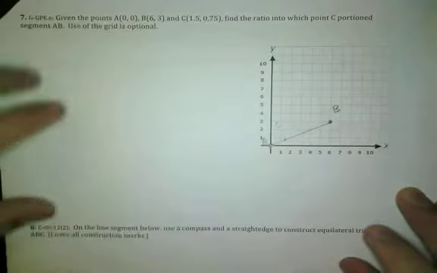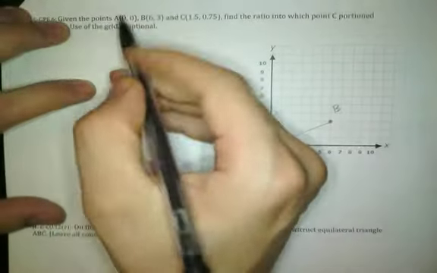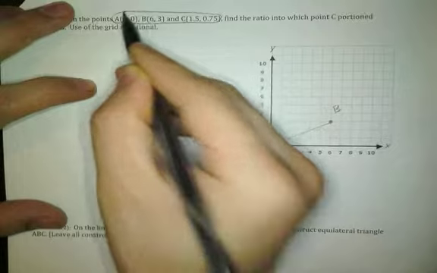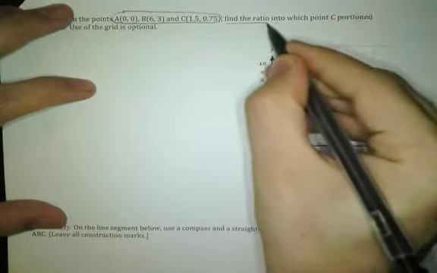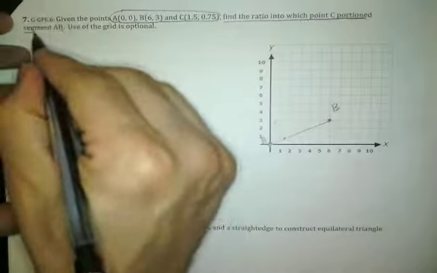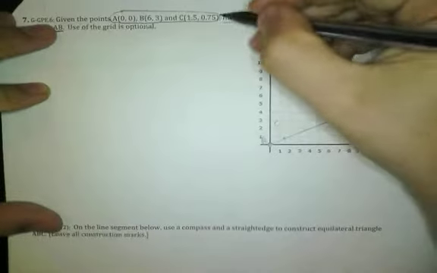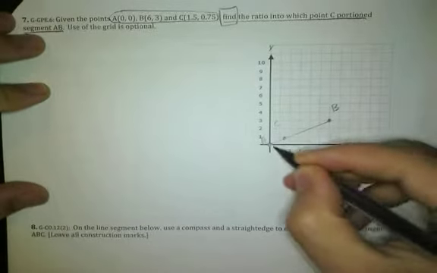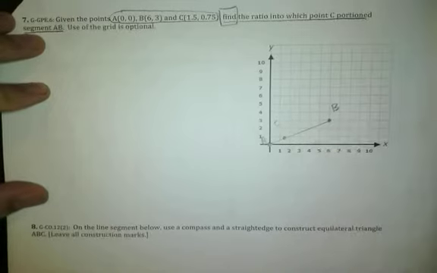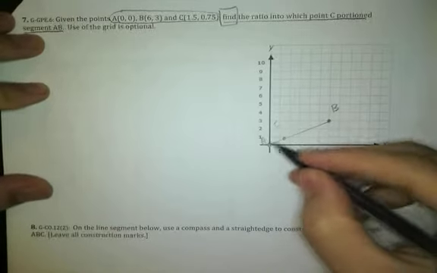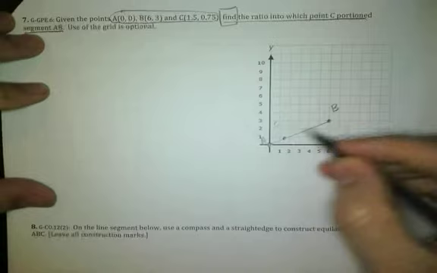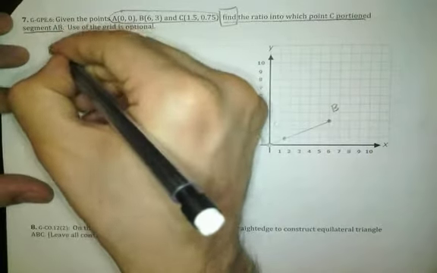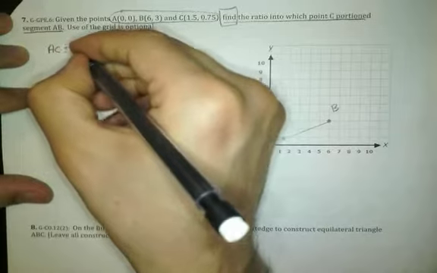So what I'm trying to do here is, I knew that I had the information of where the points were, and that I needed to find the ratio into which C partitioned segment AB. Since I need to find that ratio, that means segment AB was broken up into two parts, segment AC and segment CB. So I'm trying to find the ratio of segment AC to segment CB.